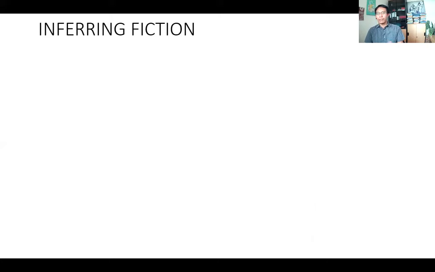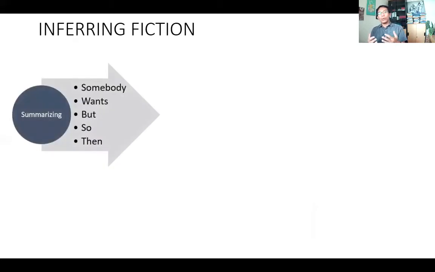I mentioned to you earlier that the first thing is representing the work and then interpreting it. Now, the first two steps are about representing the work. We can represent a work by making a summary. You know a story and you make a summary of that story. And a good summary can be as simple as somebody, wants, but, so, then. This is a simple formula that I learned from my son's elementary school teacher.